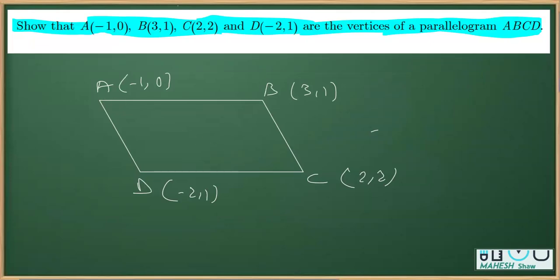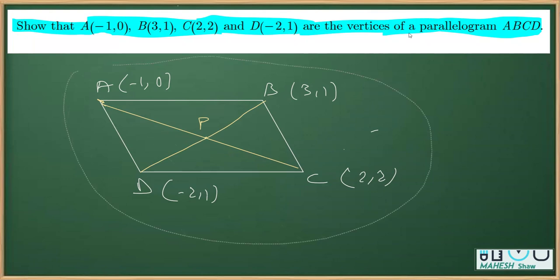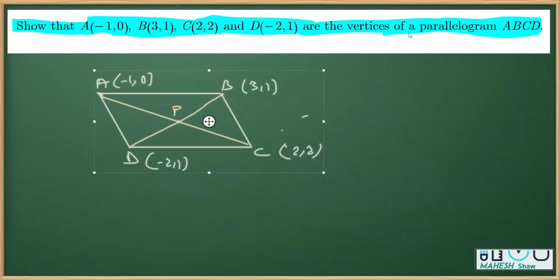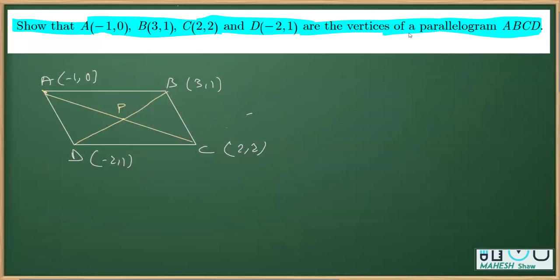The first thing that we can do here is to prove that the diagonals of this parallelogram bisect each other. Let's say these are the diagonals, and if I make the other diagonal, let's say this is point P here. We can find the midpoints of AC and BD, and if they coincide, then we'll say these are the vertices of a parallelogram. The other way, which is more lengthy, is proving that the opposite sides are equal. I will go for showing that the diagonals AC and BD bisect each other.